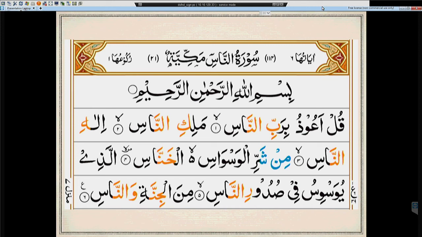Now all of these words, an-nas, you're stretching them because it's noon mushaddad, right? Noon has a shadda on top, and no matter what, there's going to be ghunna. That is the rule that applies to each of these. Min sharril-waswasil-khannas.